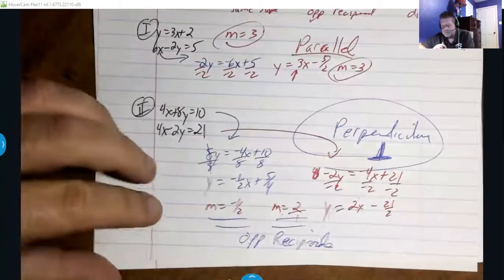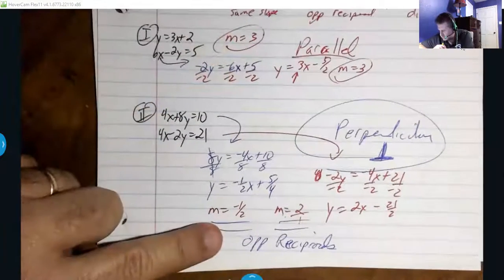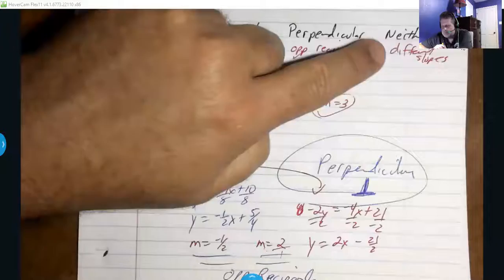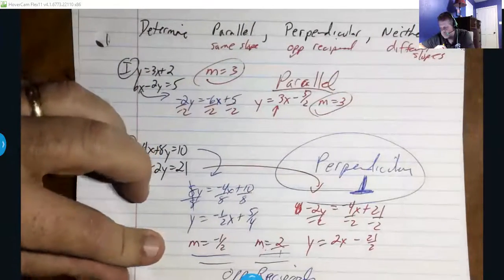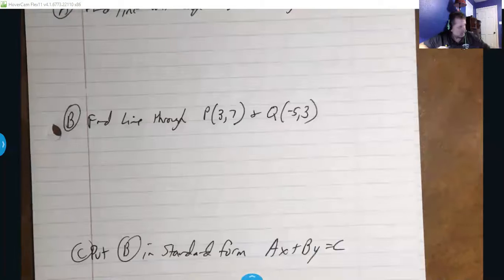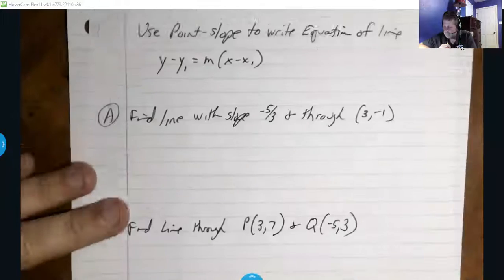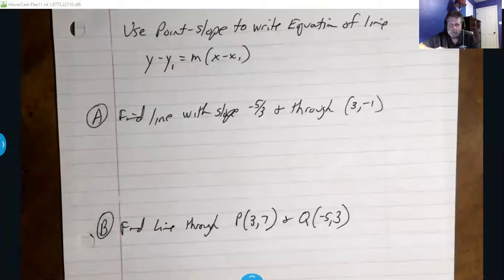Okay, and that's all we have to do to be able to determine. Now, if they're not the same, and if they're not opposite reciprocals, then it's a neither. They cross somewhere. They intersect at a different place. All right, now, the last part of these takes a little bit more time. Okay, we're going to be using what's called point slope form to help us write equations. Okay, now we're also going to do a couple of these things in different forms.